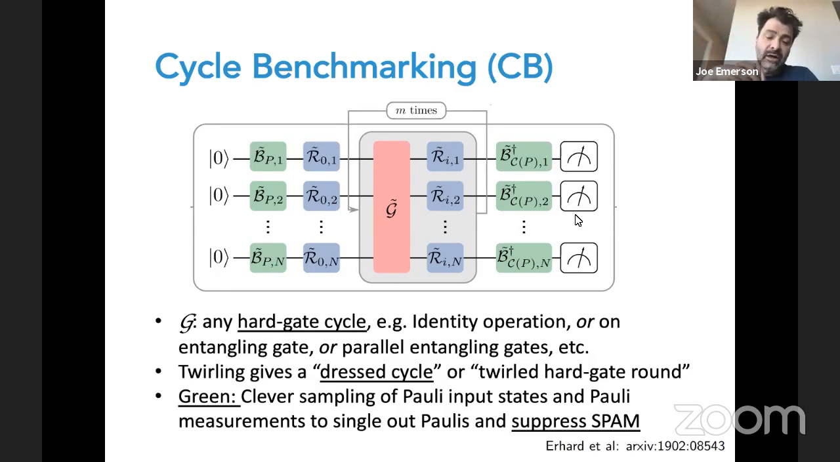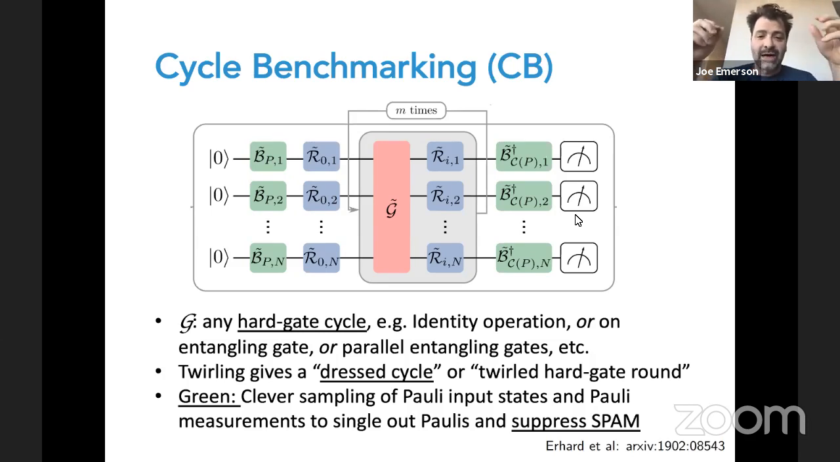And then the blue gates are local randomizing gates, very much like what Andreas talked about in the previous talk. So these can be drawn from maybe the Pauli group or the dihedral group on single qubits or the Clifford group. We think the best way to do this in general is the Pauli group. So here you're doing random Paulis, and then the block that's grayed out is being applied m times sequentially. And the idea there is to essentially get a decay curve, and by seeing the rate at which the fidelity decreases, you're getting the error per unit application of this block.